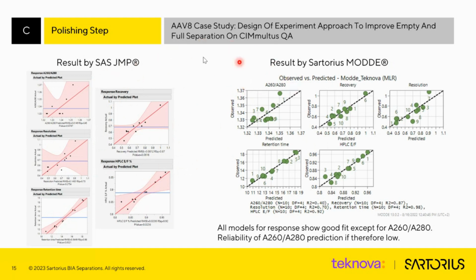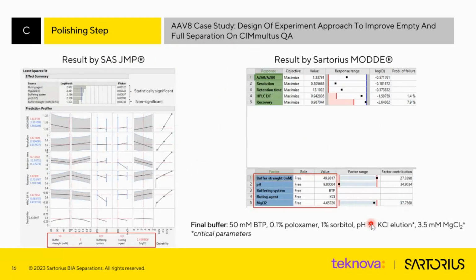However, both of the programs showed not a good fit for one response. The R square was approximately 0.4, and here 0.45. So there is really no linearity when looking at the A260, A280 values. What that means is that all models show good response and good fit, except for the 260:280 ratio. Therefore, its reliability to predict future values is low.